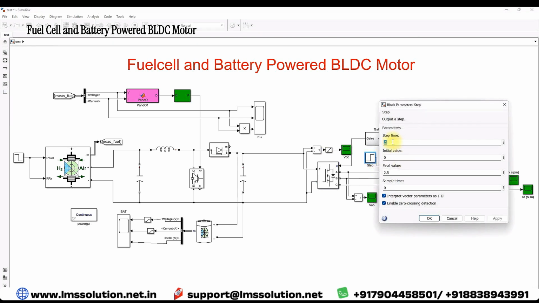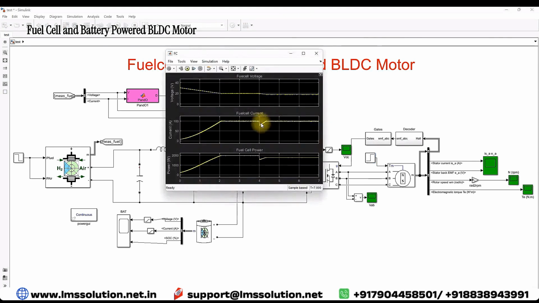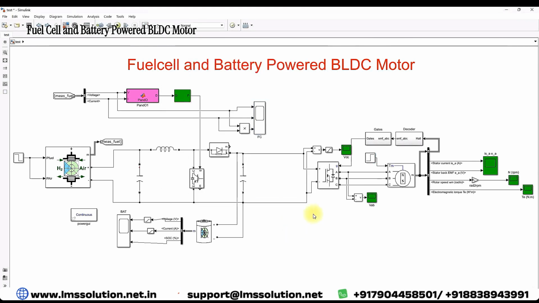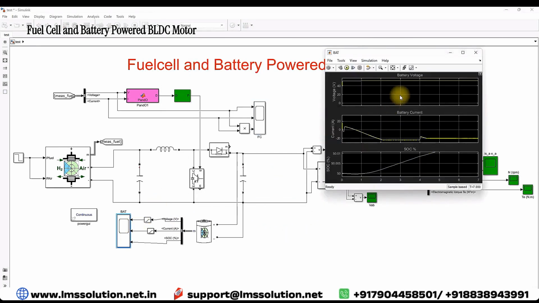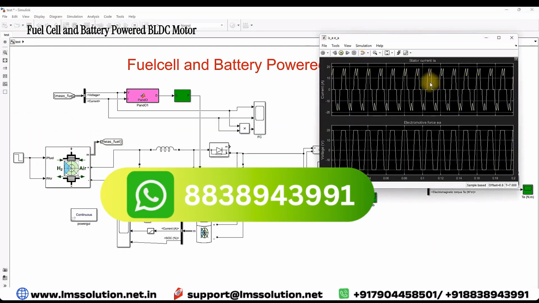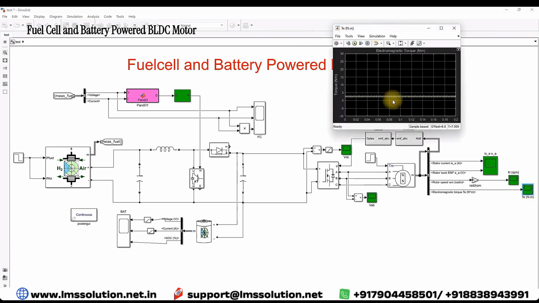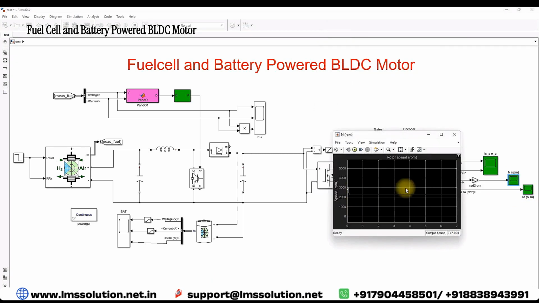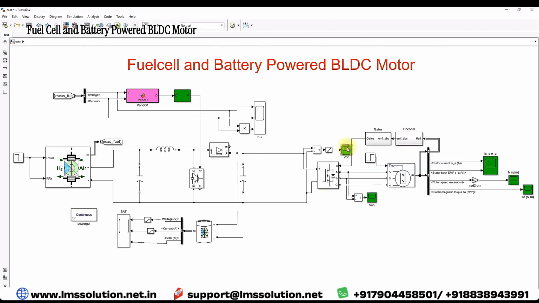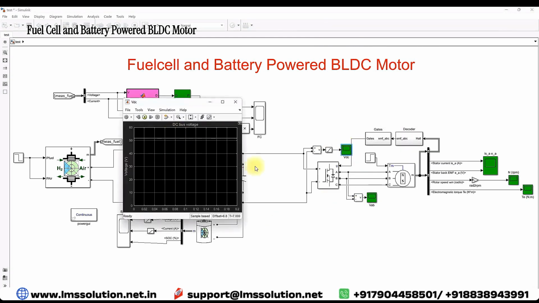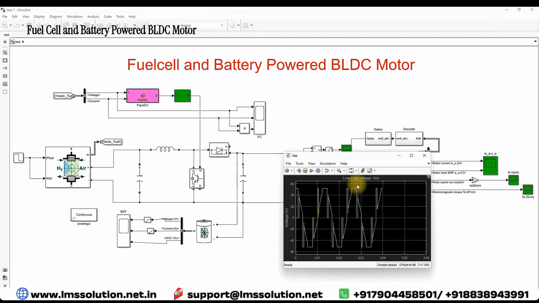At the time of 0.1 second, we are changing the load torque from 0 Newton meter to 2.5 Newton meter. And here we are measuring the fuel cell voltage, current, and the fuel cell power. And here we are measuring the battery voltage, battery current, and the battery state of charge, and here we are measuring the stator current of the BLDC motor, EMF, and here we are measuring the electromagnetic torque. This is the speed of the BLDC motor, and this is the voltage across the voltage source inverter. So this is the line to line voltage of the voltage source inverter.